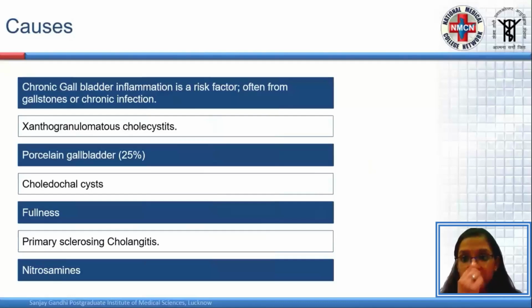Now, what are the causes of gallbladder cancer? Chronic gallbladder inflammation is a risk factor, commonly from gallstones or chronic infection, followed by xanthogranulomatous cholecystitis, porcelain gallbladder, which constitutes nearly 25% of total cases, choledochal cyst, fullness, primary sclerosing cholangitis, and exposure to nitrosamines.